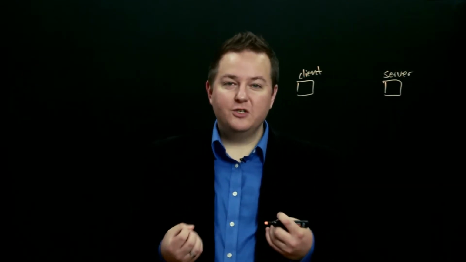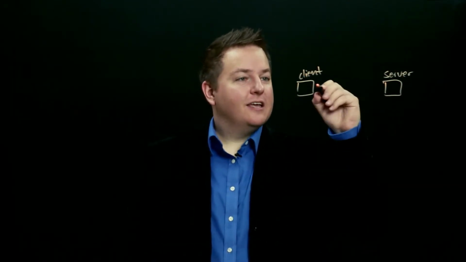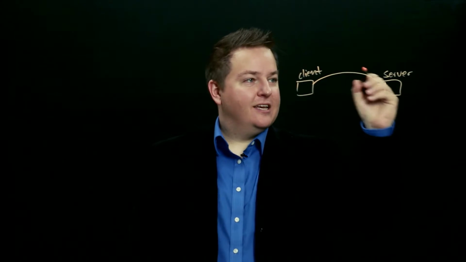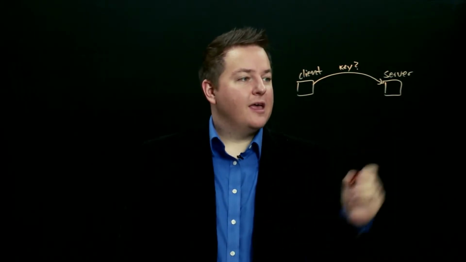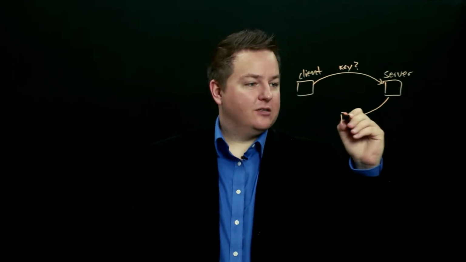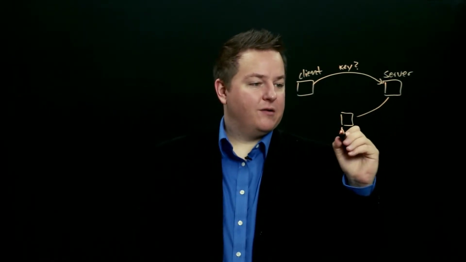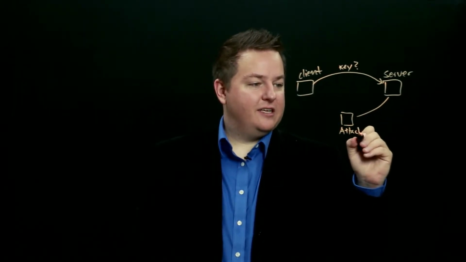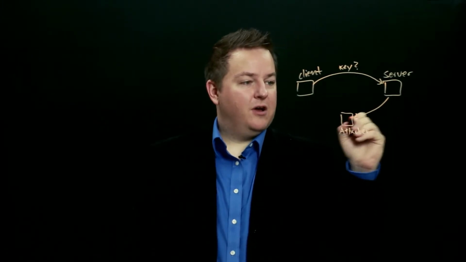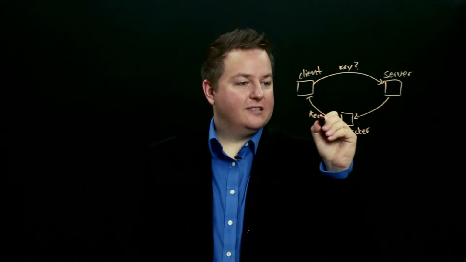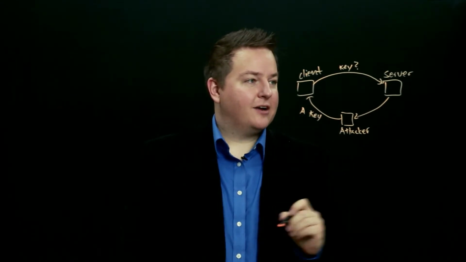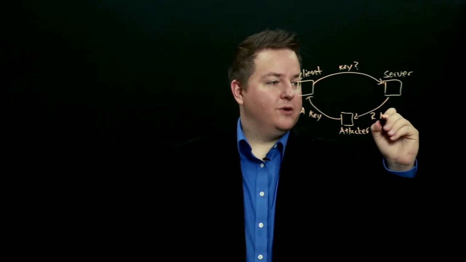One of the questions you may be asking yourselves is, if the client goes and asks for the key that it needs to use to encrypt the data, how do we prevent some attacker that can already see the traffic from producing its own key, let's call it the A key or the attacker key, and we'll call this the R key or the real key?